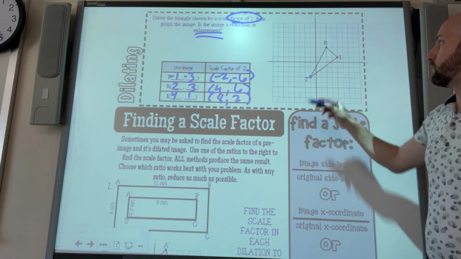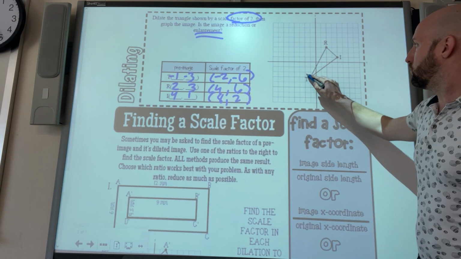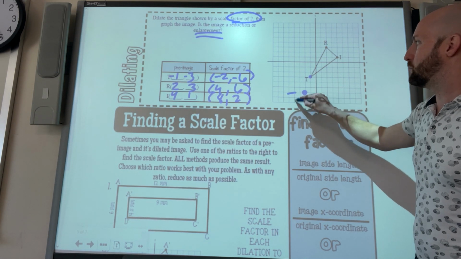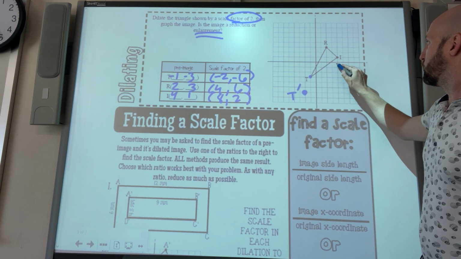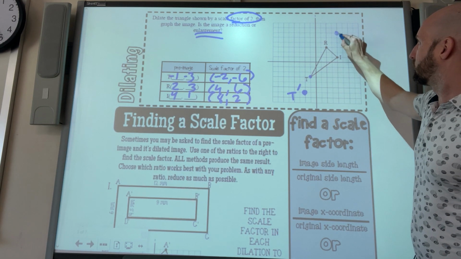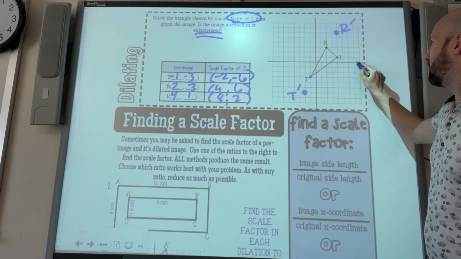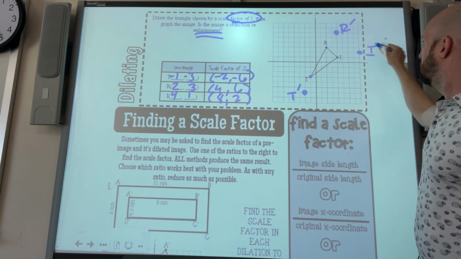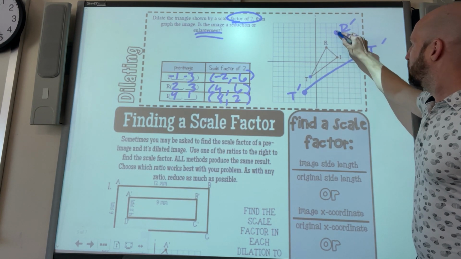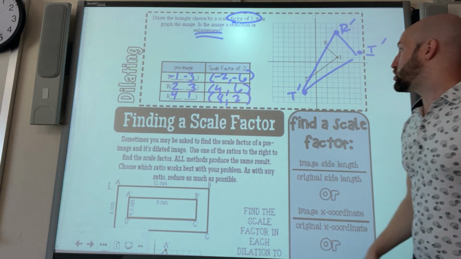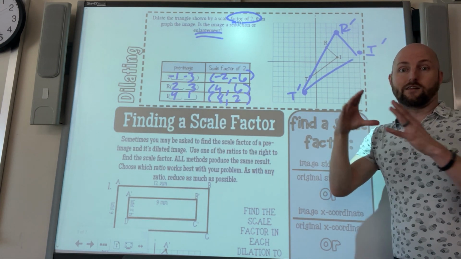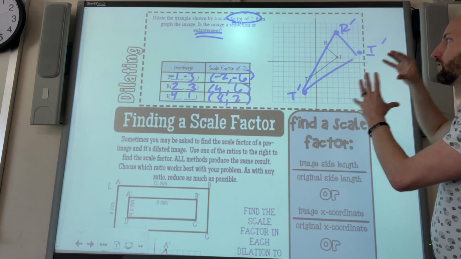And then when I graph those points, that's my T prime, R prime, and I is now at (8, 2), I prime. When we connect those, it's still the same general shape, it's just physically grown, right? So all the angles should look the same.